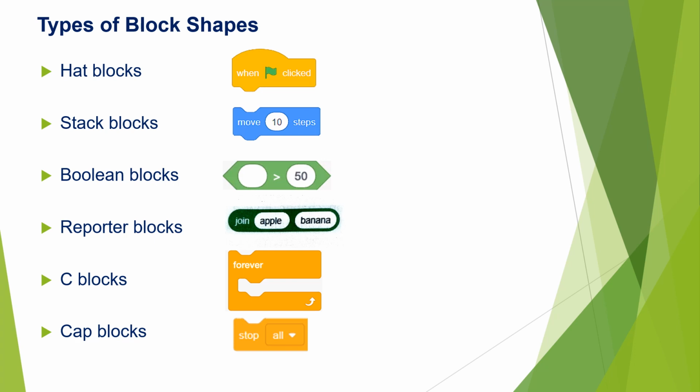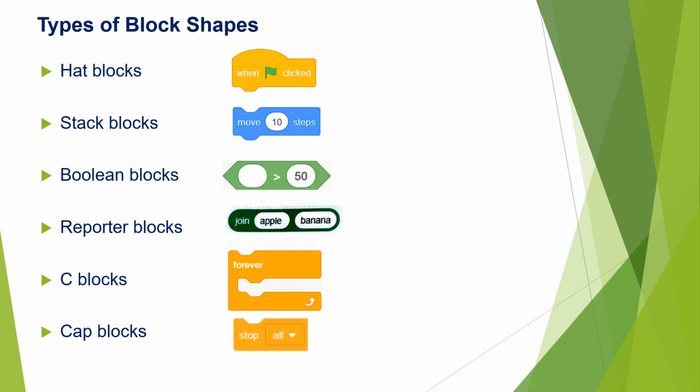C blocks are also known as wrap blocks, which have the shape of the letter C. A C block has a notch on the top and a bump at the bottom. You can place other blocks inside the C block.